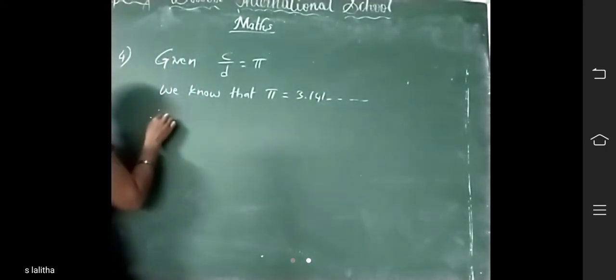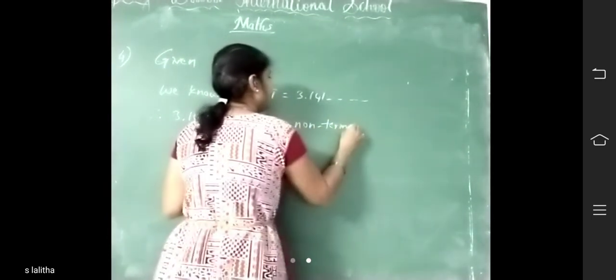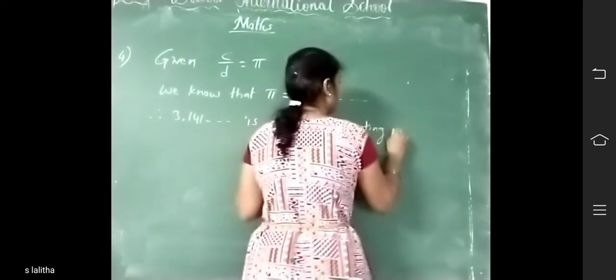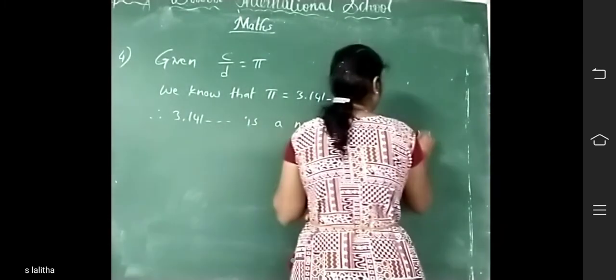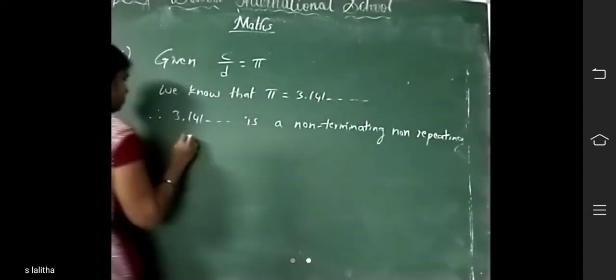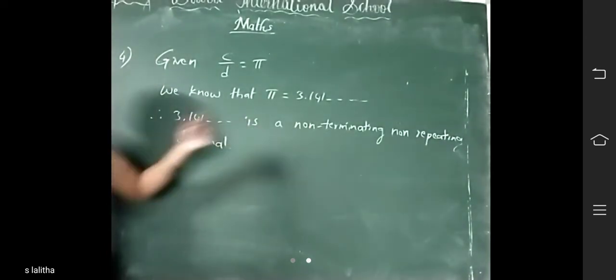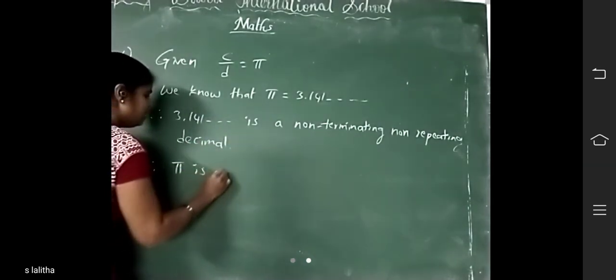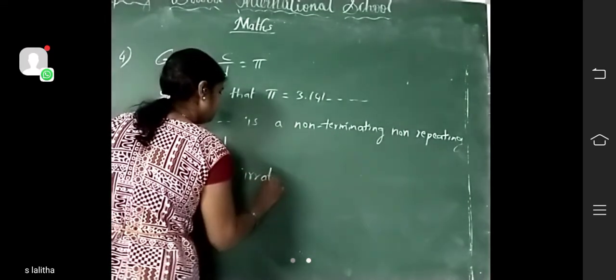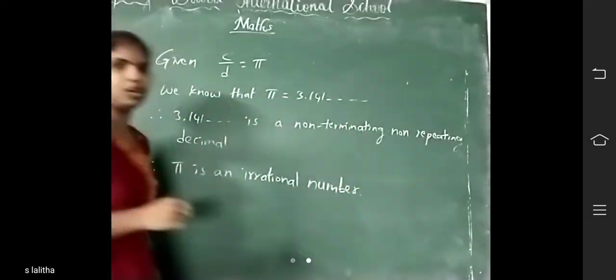Okay. So therefore 3.141 and so on is a non-terminating, non-repeating decimal. So therefore, pi is an irrational number. Okay, children?